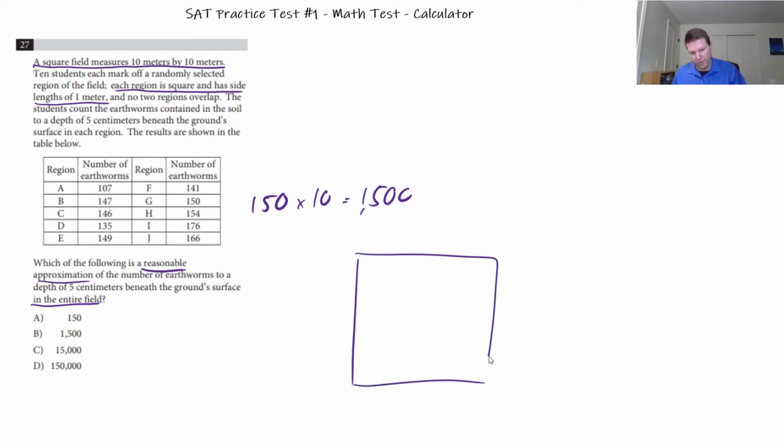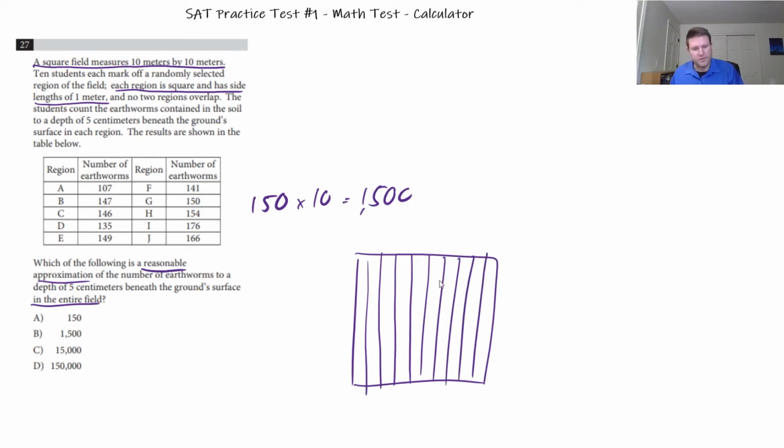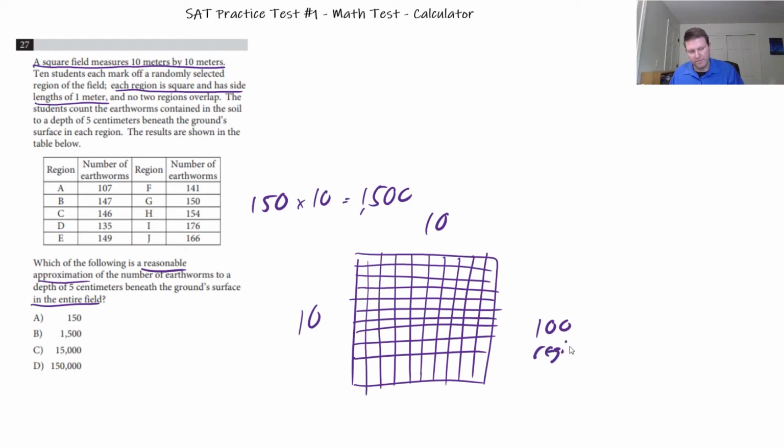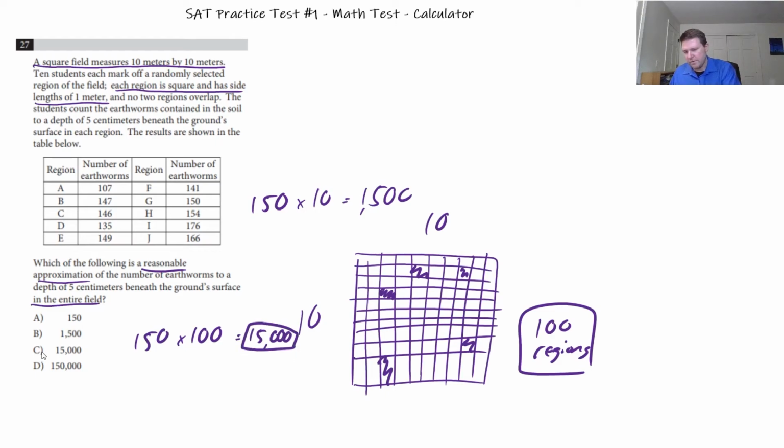So I'm going to very quickly draw this, so excuse the poor depiction. But what's happening is, let's see, 1, 2, 3, 4, 5, 6, 7, 8, 9 makes 10 regions. And then they do it this way too. 1, 2, 3, 4, 5, 6, 7, 8, 9. Okay, so if you were to count these up, it's 10 by 10. There are actually 100 regions in this field. And the nasty thing they did was they took a sample of 10. So all those regions you're seeing are just 10 random little samples from in here, but that doesn't represent how many earthworms there are in the entire field. There are 100 regions, not 10. So it's 150 times 100, which makes 15,000. So the answer is C.